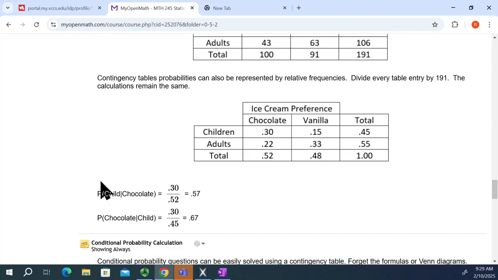This is a conditional probability. The condition restricts the row or the column. Here's the probability that an individual selected likes chocolate given that it is a child. I have a child. What's the probability that they like chocolate? Now I've got the other direction. There's my 0.3. But now, given that it's a child, it's over here.